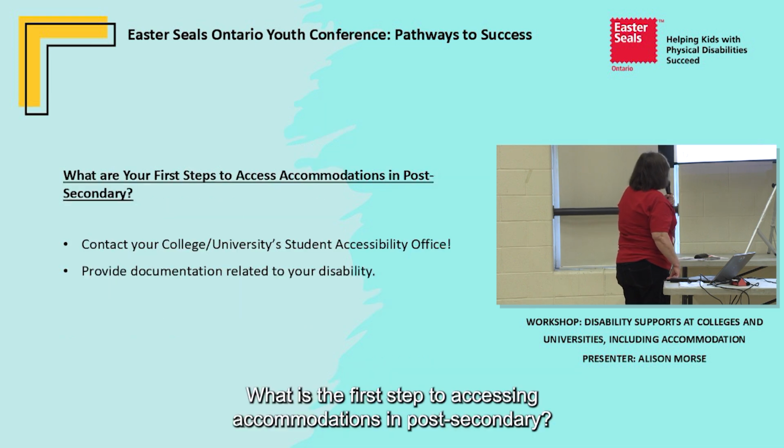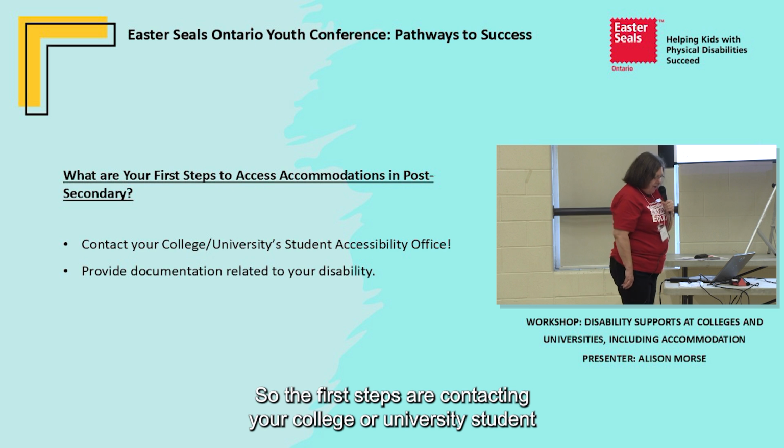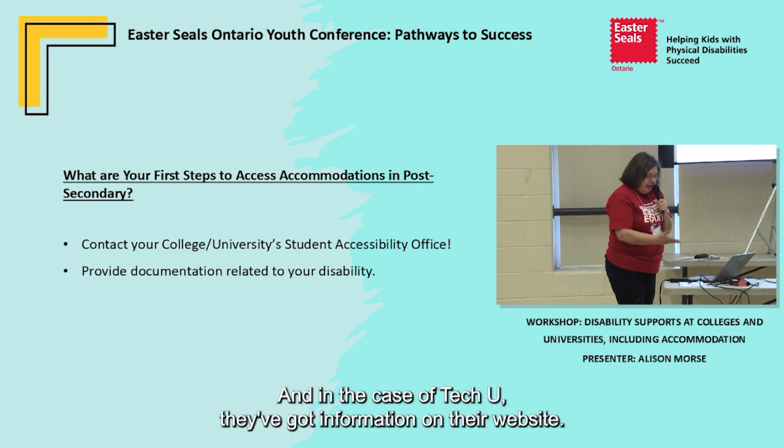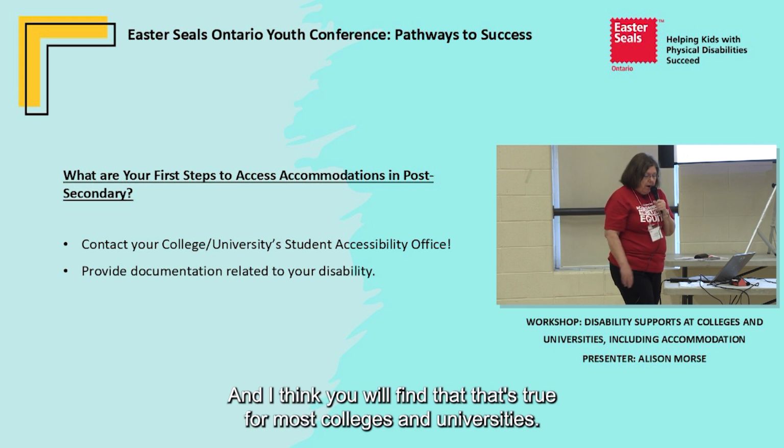What is the first step to accessing accommodations in post-secondary? So the first steps are contacting your college or university student accessibility office and providing documentation related to your disability. In the case of Ontario Tech, they've got information on their website, and I think you will find that is true for most colleges and universities.